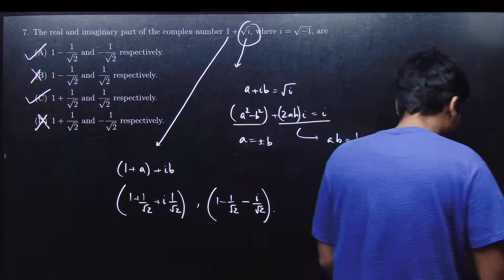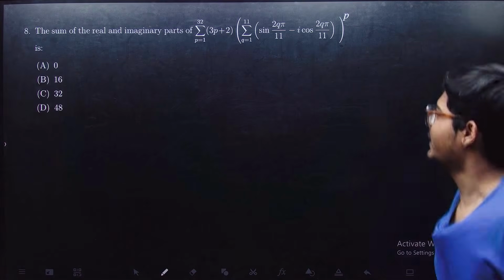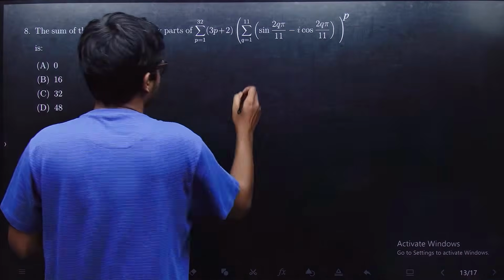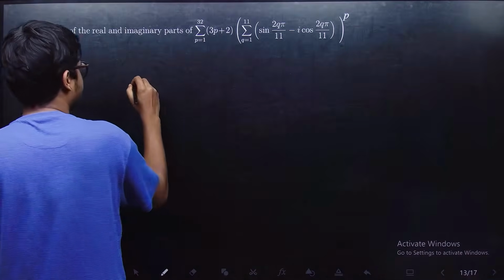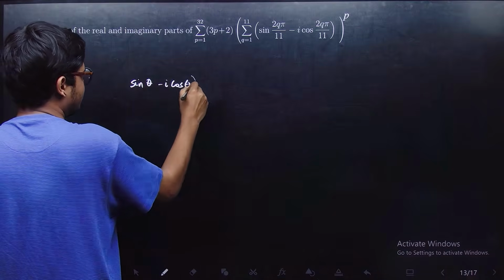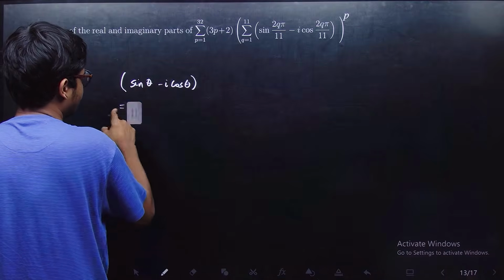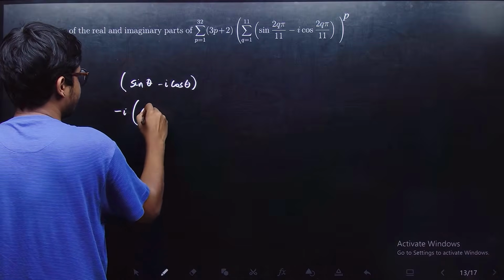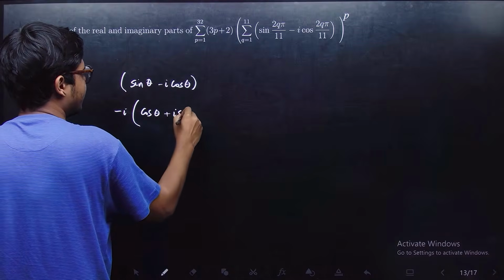Simple, straightforward one. Alright, if you look at the next question, you have to find the sum of the real and the imaginary parts of this number, okay? So first of all, observe that for any number, sine theta minus iota cos theta can be written as, if I take minus iota common, cos theta plus i sin theta. I can write it like this.